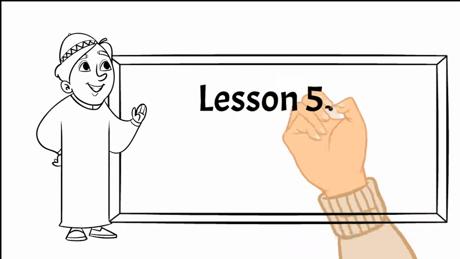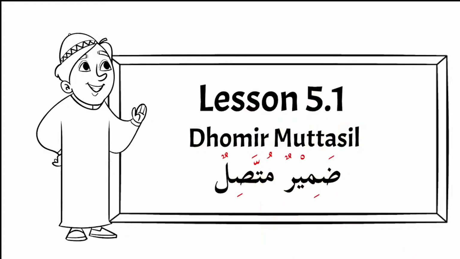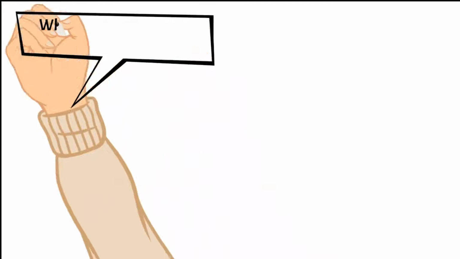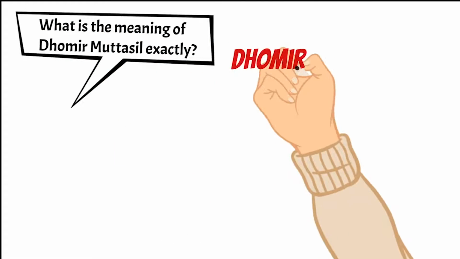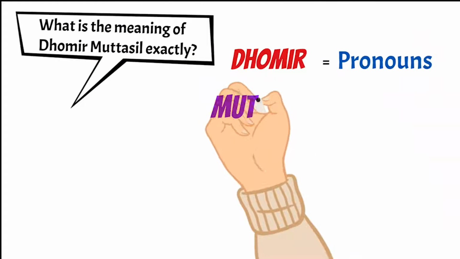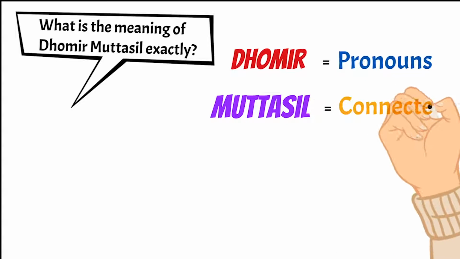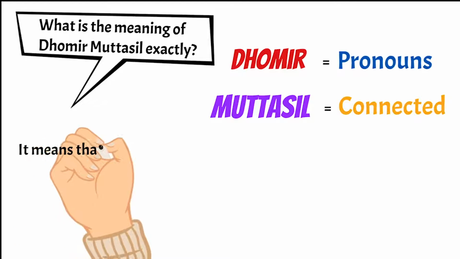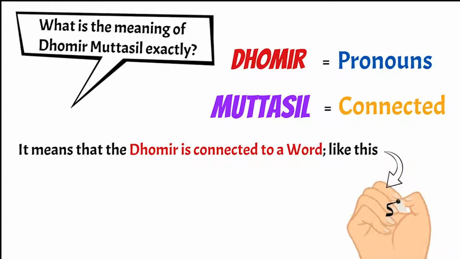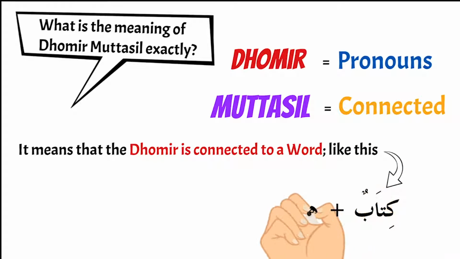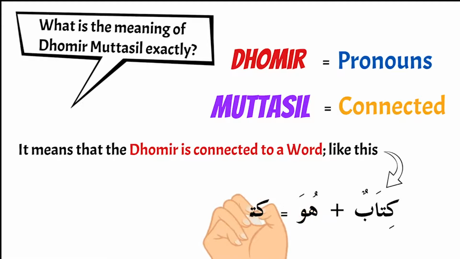Lesson 5.1. ضمير متصل. What is the meaning of ضمير متصل exactly? ضمير means pronouns. متصل means connected. It means that the Dhomir is connected to a word, like this: كتاب meets هو becomes كتابه.